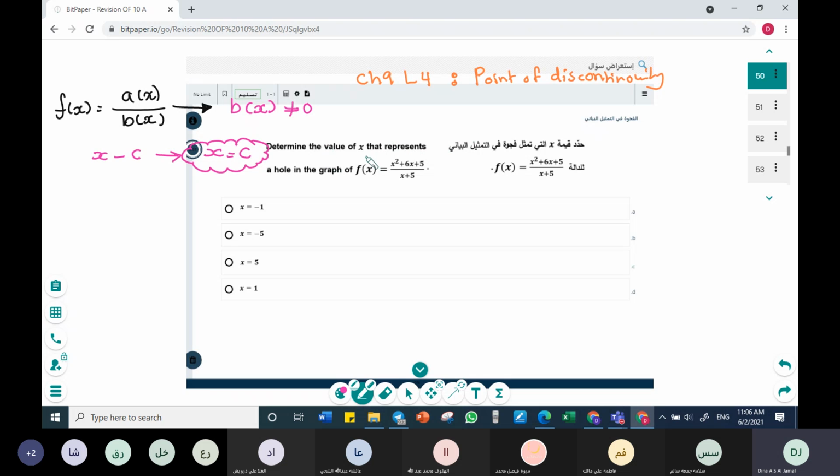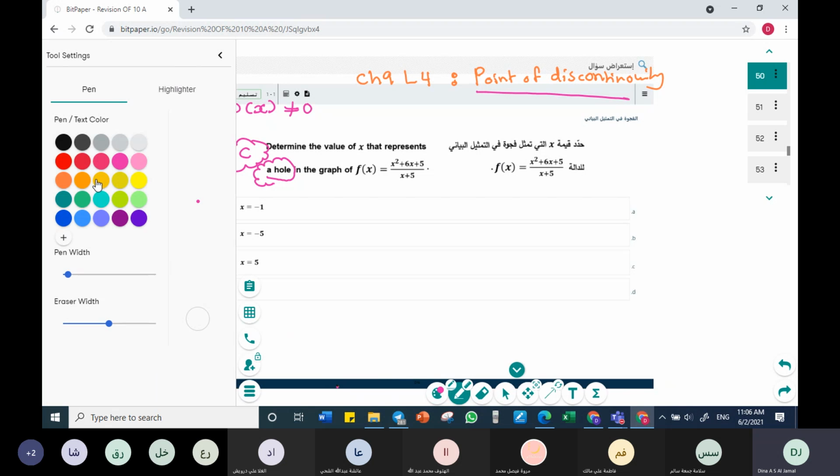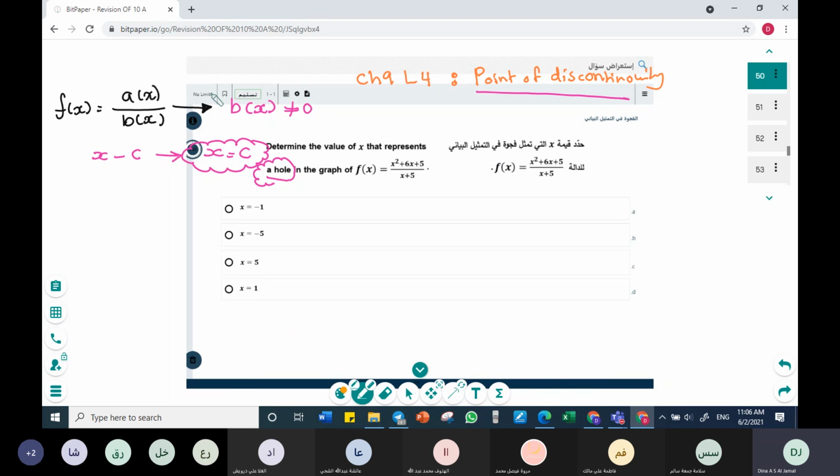Determine the value of x that represents a hole in the graph. So pay attention. Previously, we took the definition of the point of discontinuity, and if you remember, when we graphed it, I simplified it for you with one word. I told you that you will be having here a gap, an open point.